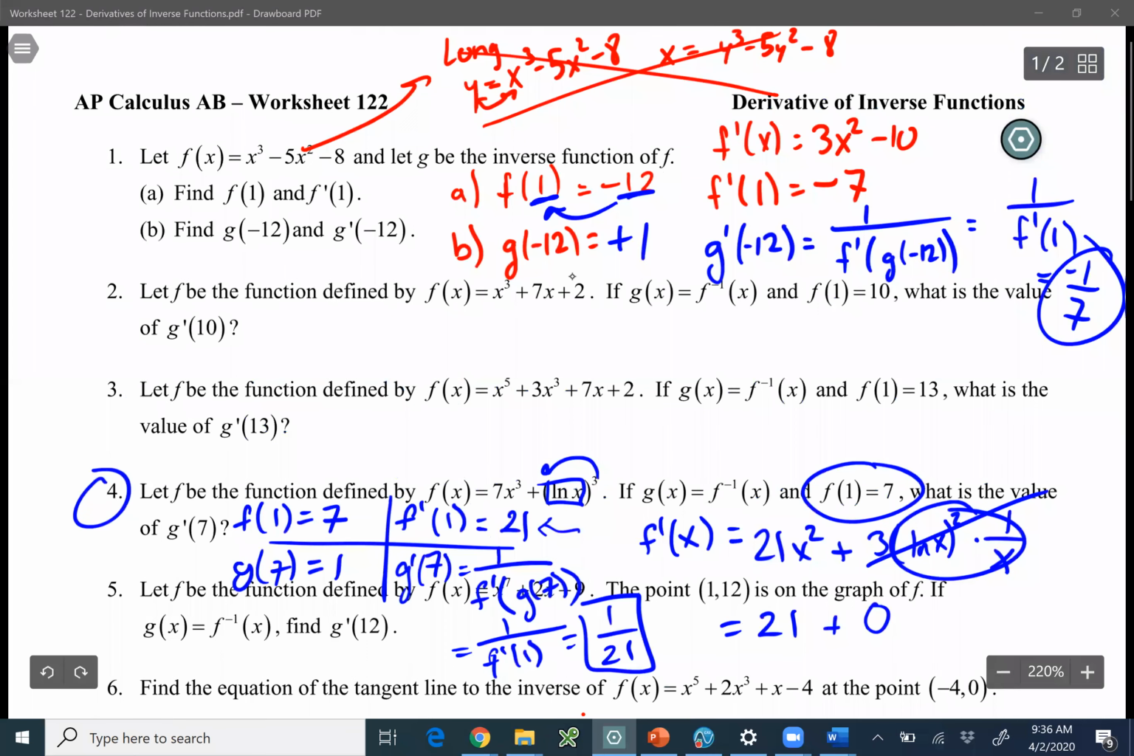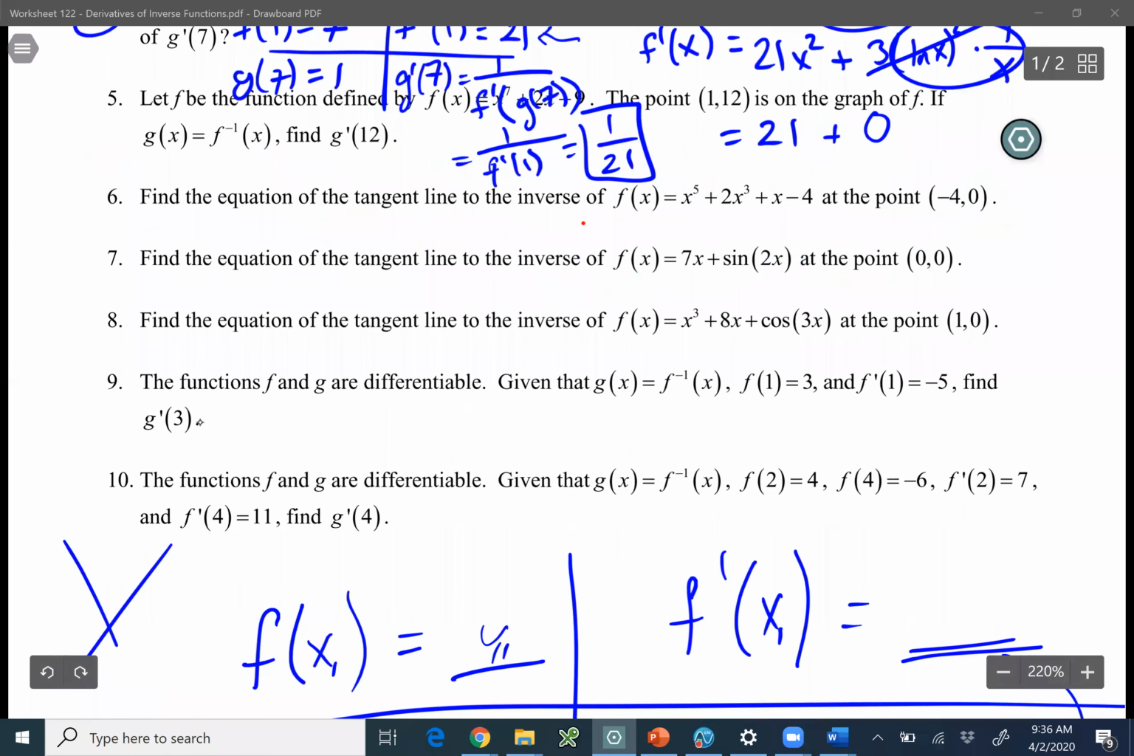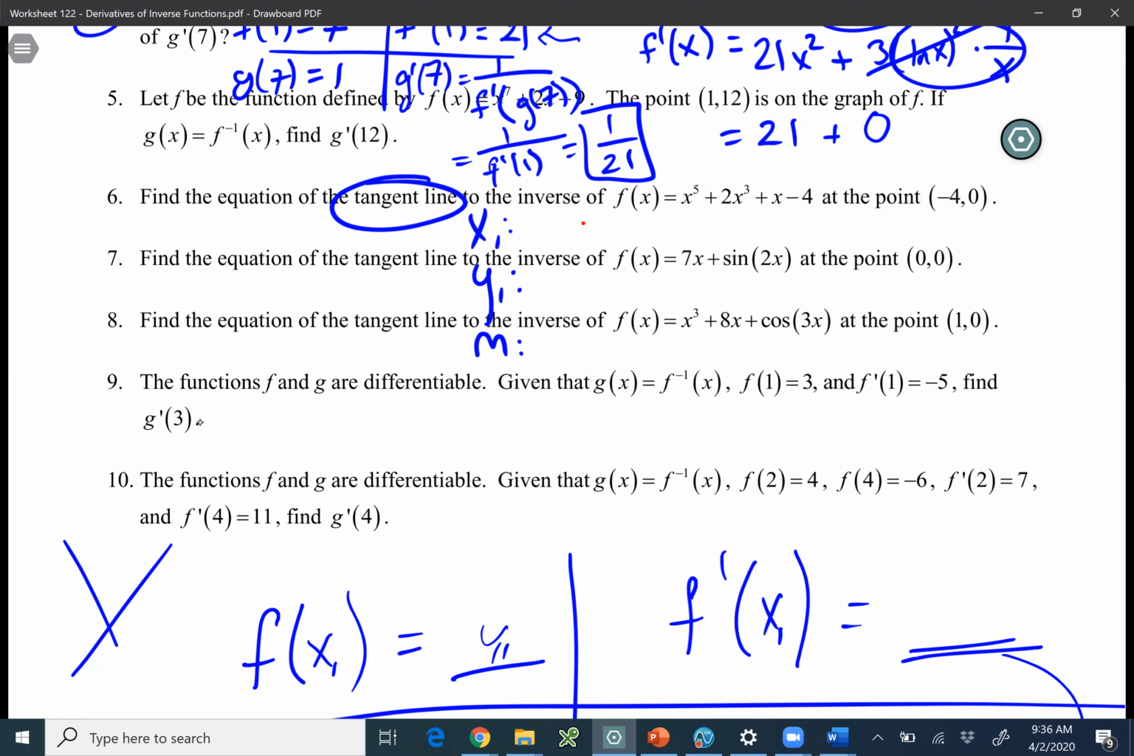So I did numbers 1 and 4 for you guys right here. Those are done. 2, 3, and 5 are similar to this. And then 6, 7, 8, 9, 10 is saying find the equation of the tangent line to the inverse. So just a quick hint, right? Whenever we see tangent line, we know we're going to have to do x1, y1, and m. But be careful because it's saying find the equation of the tangent line to the inverse of f, not to f, to the inverse of f at that point.